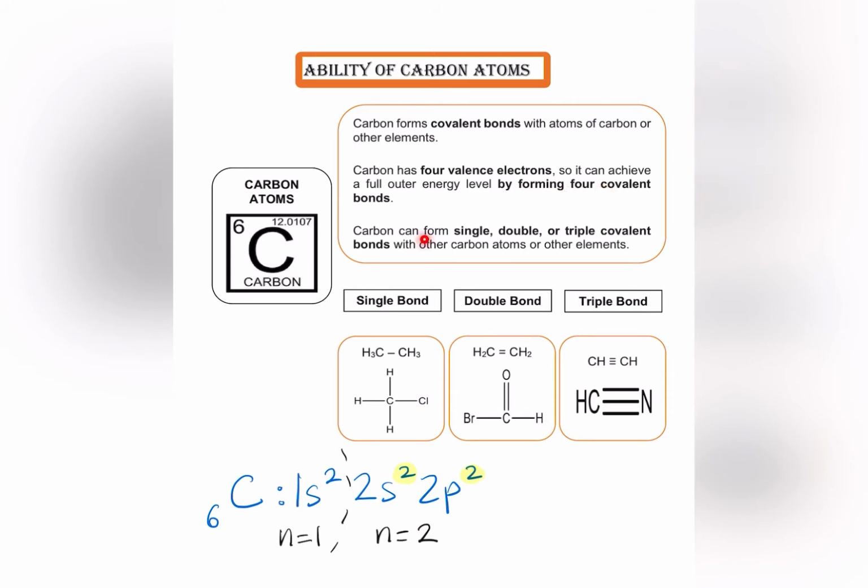And carbon atoms also can form single, double, or triple covalent bonds with another carbon atoms or another elements. As you see here, I got a few examples for the structure of carbon with 4 single bonds. And I also got here the structure for a compound with carbon attached to oxygen. In the middle of them is the double bond. And the last one, I also got the structure for HCN. And you can see from here, there is a triple bond between carbon atom and nitrogen.